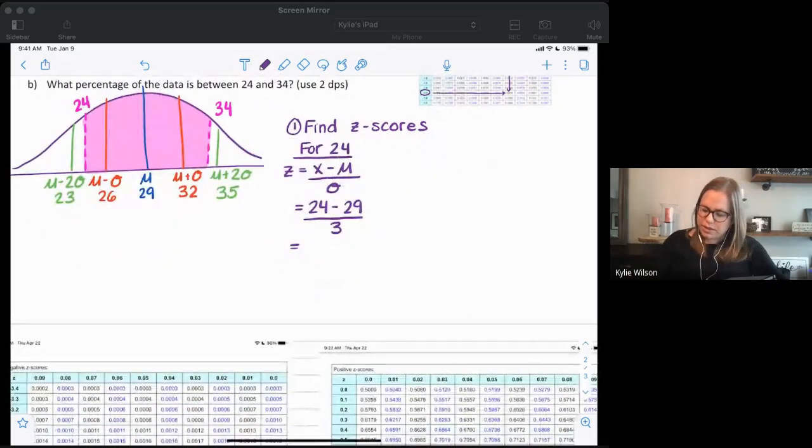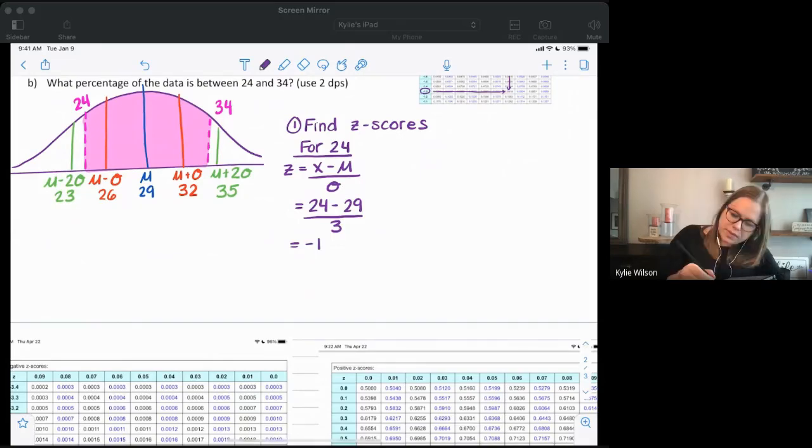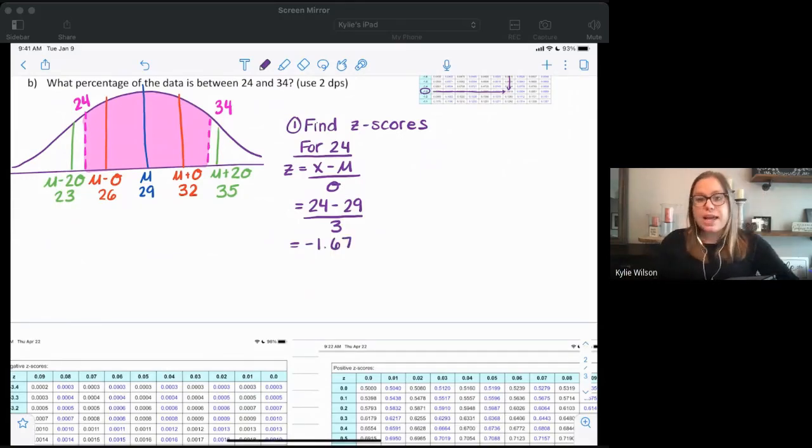So that will give us 24 minus 29 divided by 3 is negative 1.67. Now this makes sense for a few reasons. Firstly, 24 is below the mean, so it makes sense that our z-score is negative. And it's also bigger than 1 standard deviation away from the mean, so it's more than 1 standard deviation away, but not quite 2. So it does make logical sense.